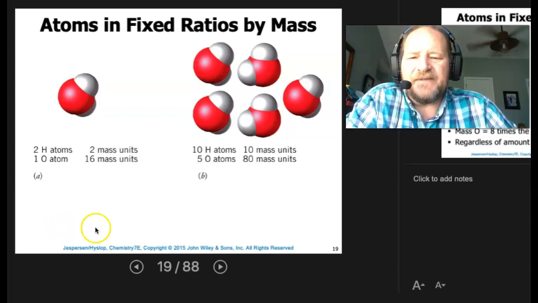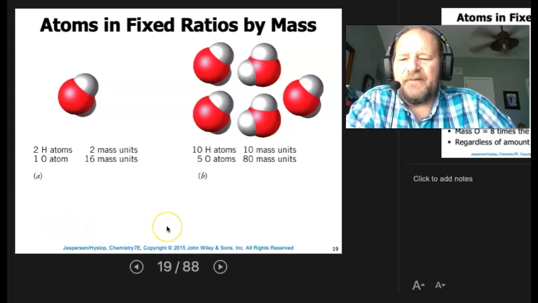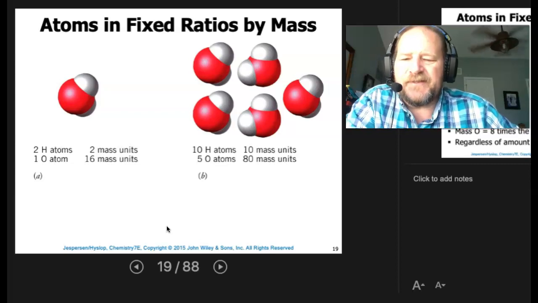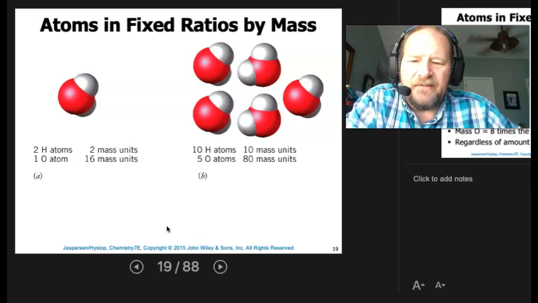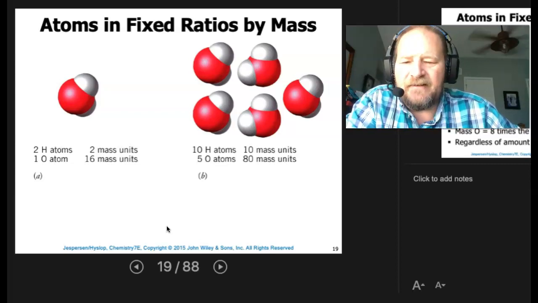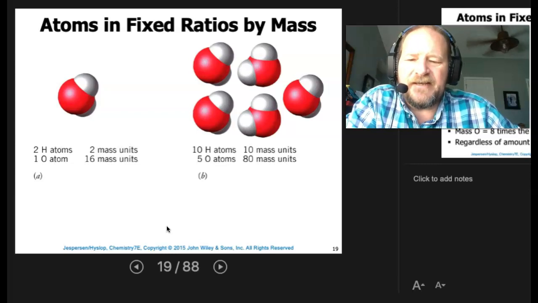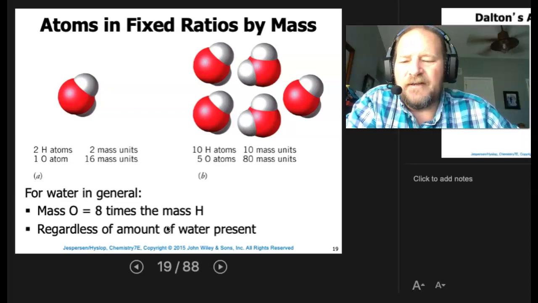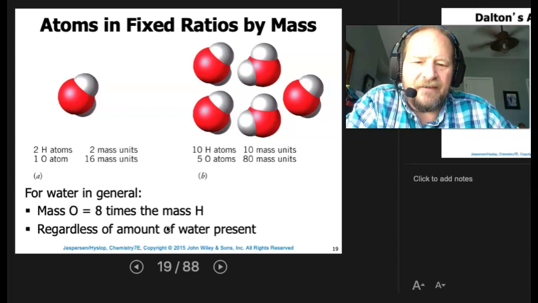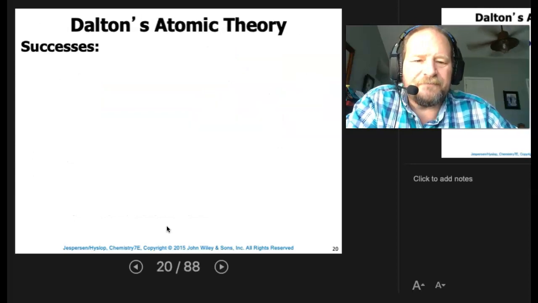And then, of course, atoms in fixed ratio by mass. If we have 2 hydrogens and 1 oxygen, we have 2 to 16. If I have 5 waters, now I have 10 to 5, which means 10 to 80. Right? So it's just multiplying out by 5. So you always have that repeating pattern.